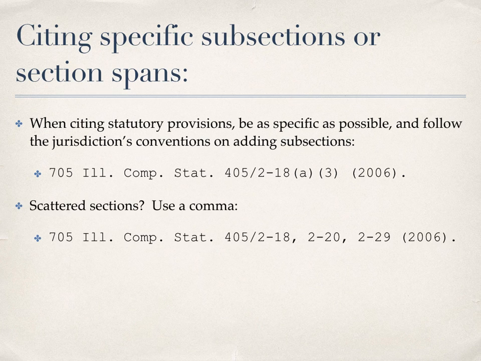Sometimes you want to cite scattered sections. Where that's the case, you're going to put the scattered sections after the initial section, separating them with a comma and a space. So according to this citation, I want to draw my reader's attention to sections 2-18, 2-20, and 2-29.